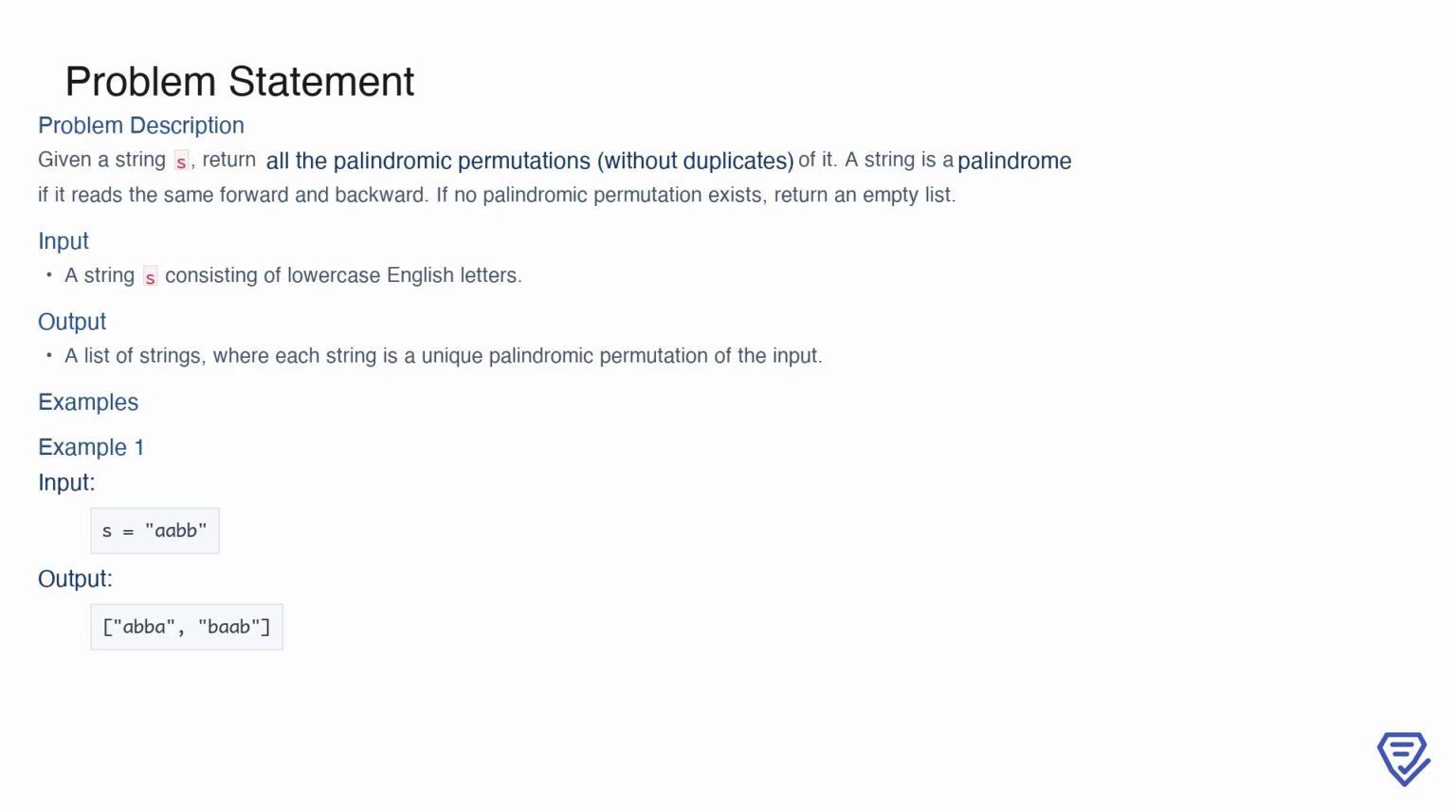The input to the problem is a string made up of lowercase English letters, and the output is a list of strings, where each string represents a unique palindromic permutation. For example, if the input string is aabb, the output would be abba and baab, since these are the only two valid palindromic permutations of the given input.